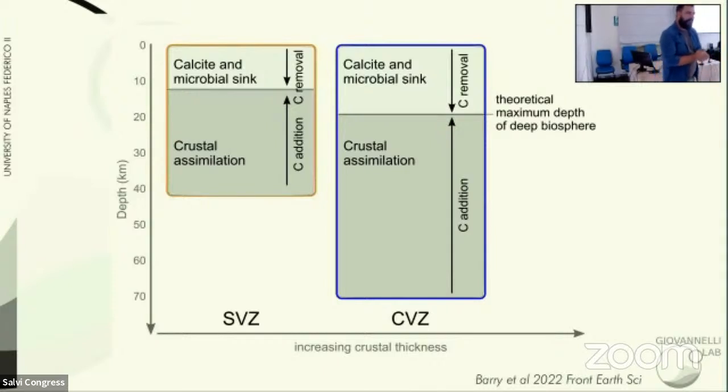Yeah, I don't know the velocity of the calcite and microbial sink. We don't know, because the crustal assimilation we know is pretty low. We think the top one is also pretty low, but we don't know. We can assume steady state of the cell and assume a certain turnover time, but that's a lot of assumption without direct measurements.